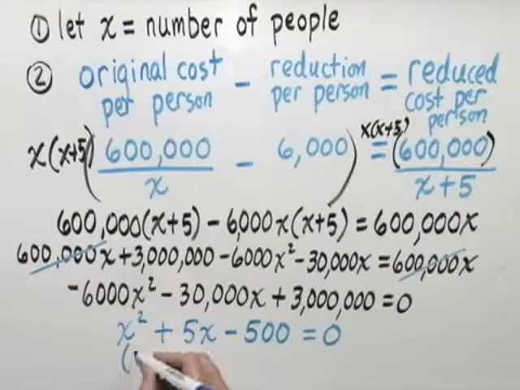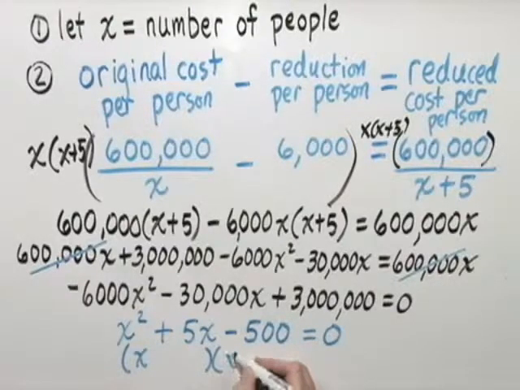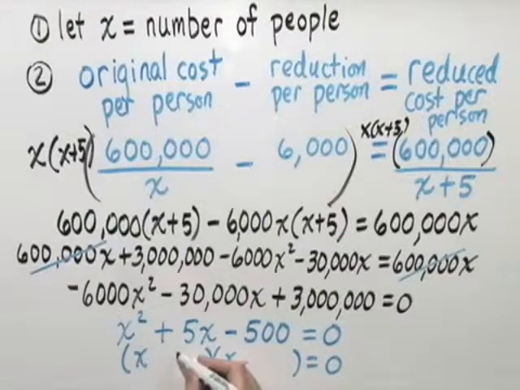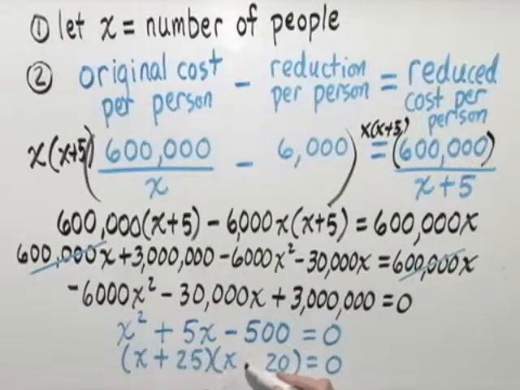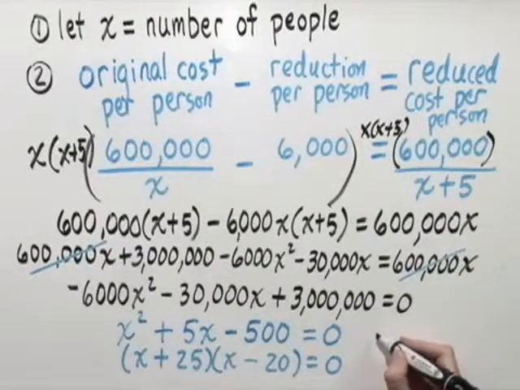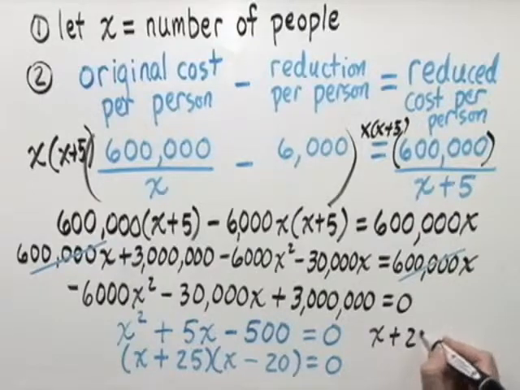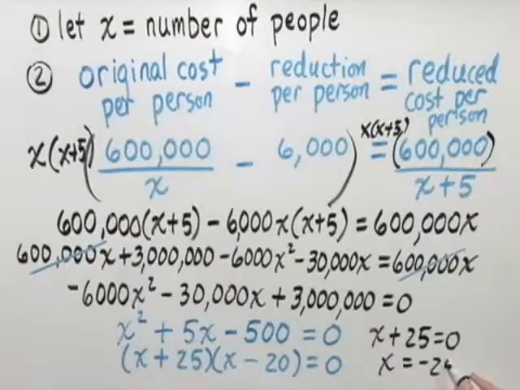So I can factor it by using an x and an x. And I know that 25 times 20 is equal to 500, so I'll use 25 and 20. I want 5x in the middle, so I'll use plus 25 and minus 20. When I set each of these factors equal to 0, if I set x plus 25 equal to 0, I'll get x equals negative 25.